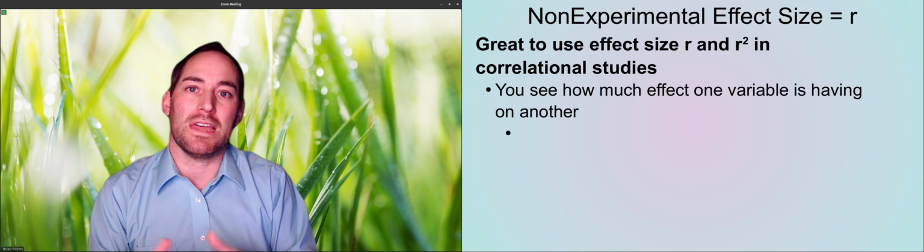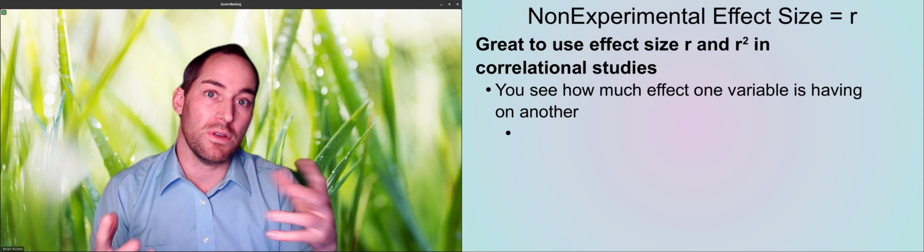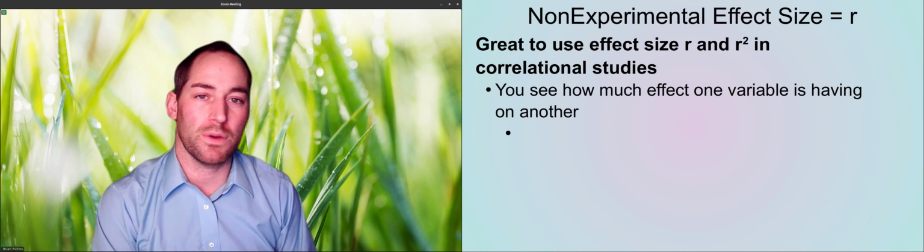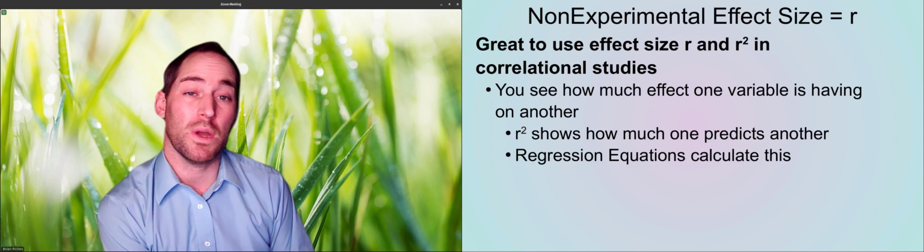We'd use effect size to see, well, it looks like this one, this one, this one are all related to each other in this way. This one's more related to these other ones. That could be important. So again, in a non-experiment, this wouldn't be causal data. So regression equations do this.